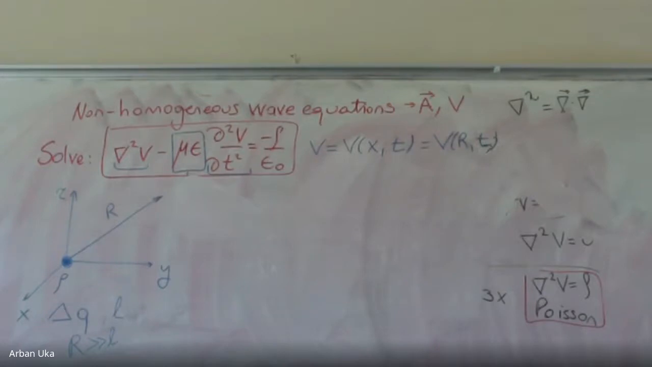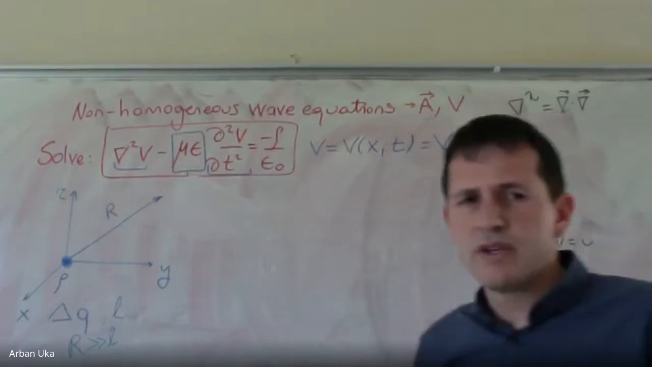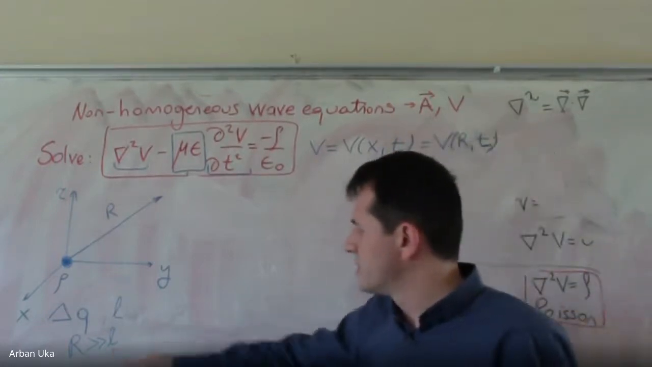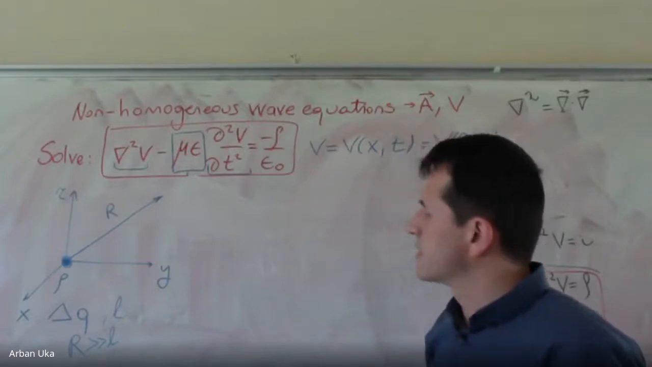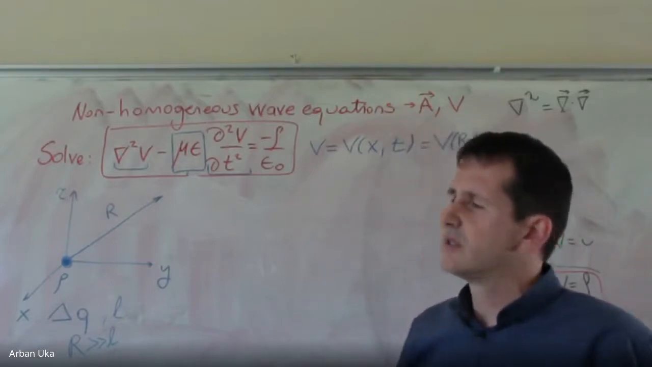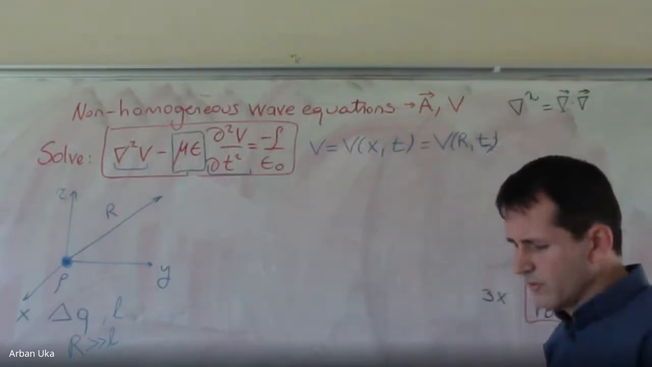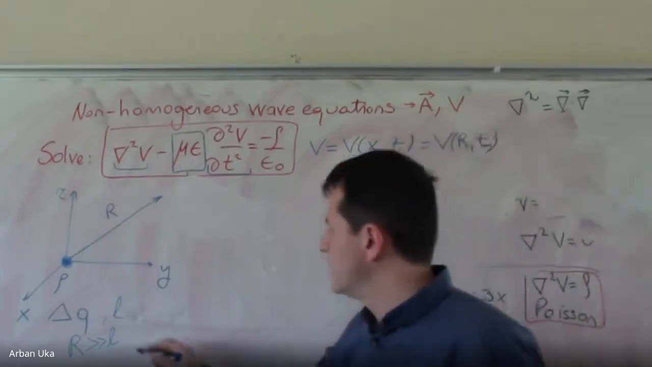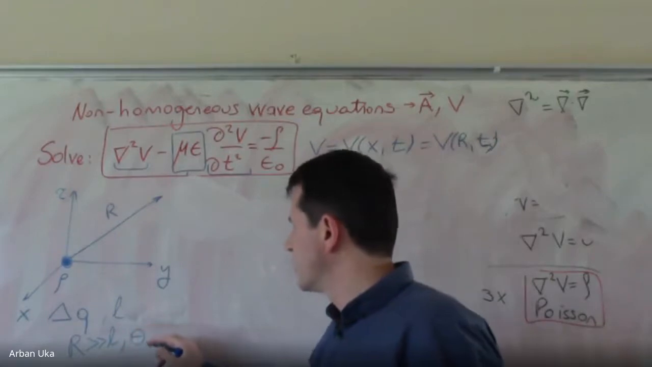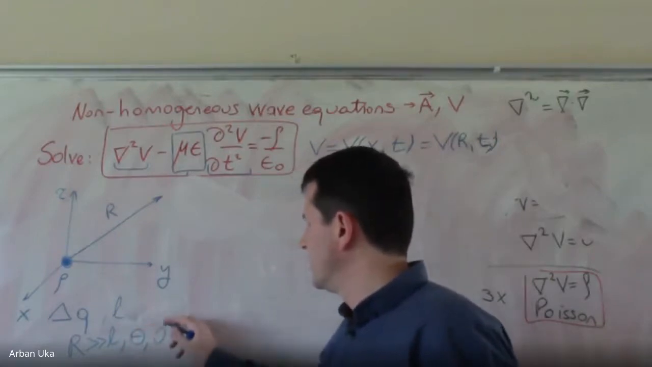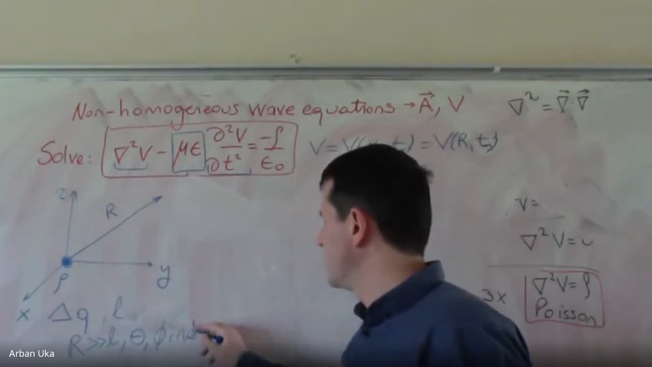Good. Now, we are going to use two approximations. The first approximation is this one, and the second thing that we're going to consider is that we're going to assume theta and phi independency. So the problem will be theta, phi independent.